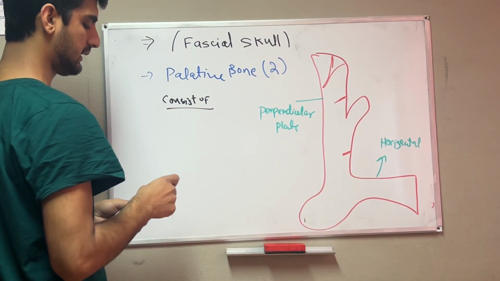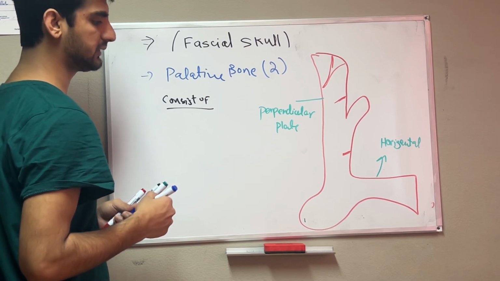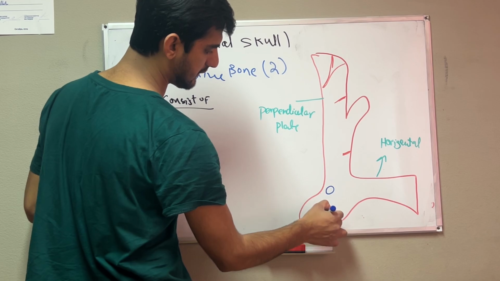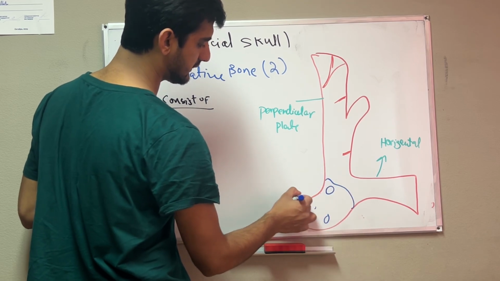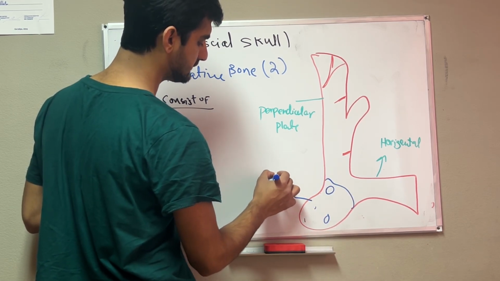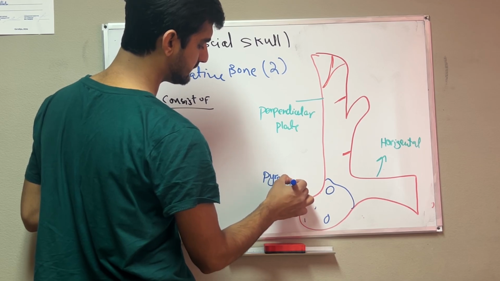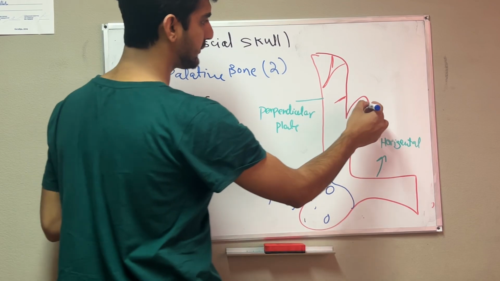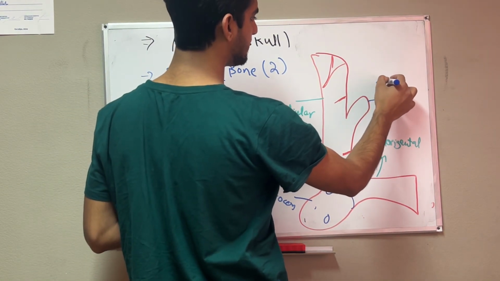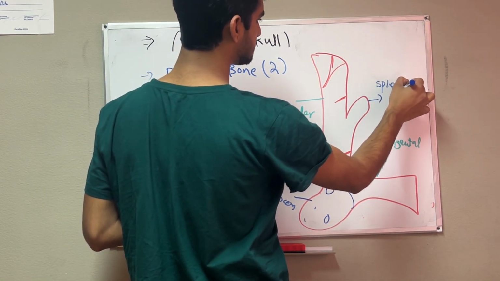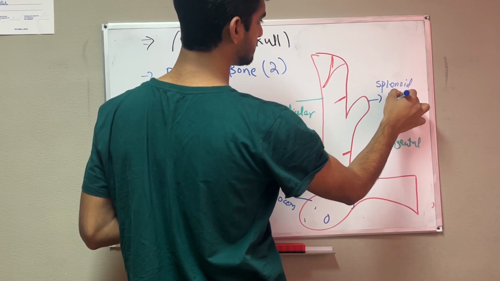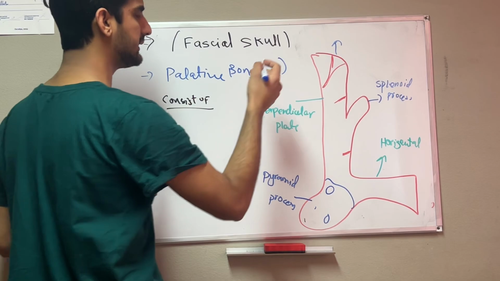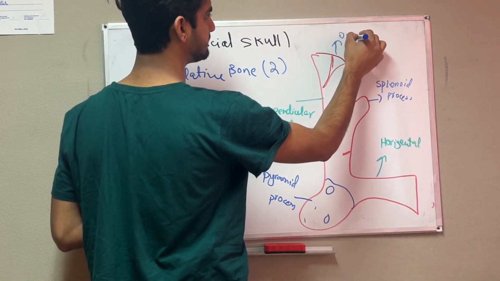Next we have three processes. This process is called pyramid process. This process is called sphenoid process. And this process, which is located in the lower wall of the orbital cavity, is called orbital process.